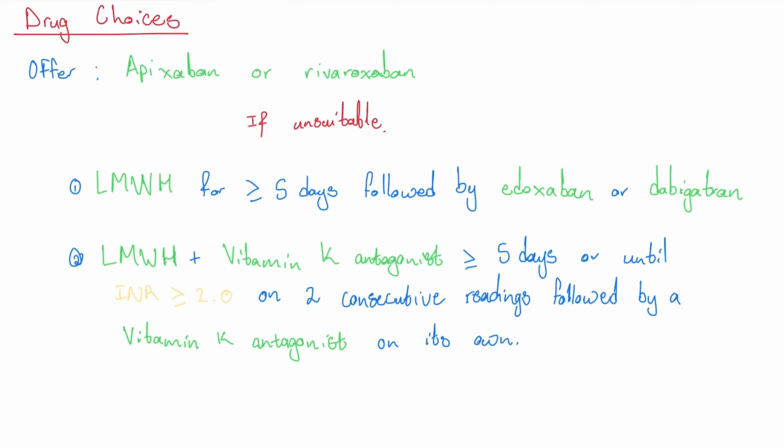The reason for using a low molecular weight heparin initially is because warfarin has a long half-life, hence it takes longer before it starts to have an effect. A low molecular weight heparin is therefore needed to provide an almost immediate anticoagulatory effect in the meantime.